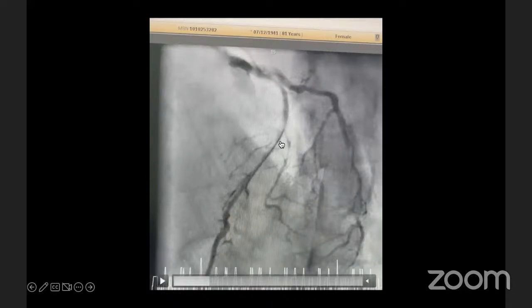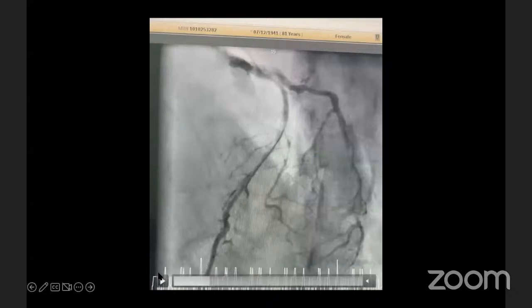The other thing that can confirm if this is LAD is the view. What do you think? Which view is this? I can't see the wire as well as the spine, but I think this is an RAO. It is RAO, yes. Okay. And if it's RAO, the LAD will be on the right side of the screen. Right side, yes. If it's LAO, the LAD will be on the left side.